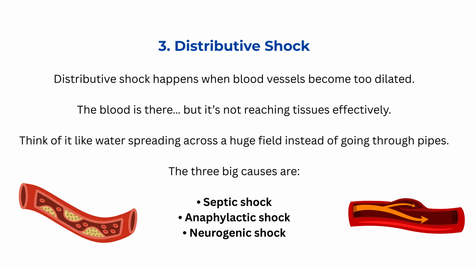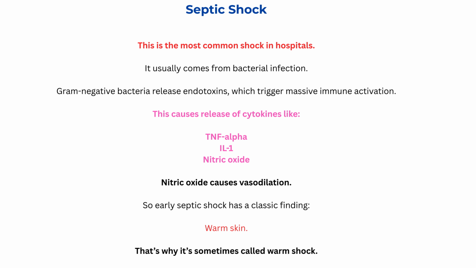3. Distributive shock. Now things get more interesting. Distributive shock happens when blood vessels become too dilated. The blood is there, but it's not reaching tissues effectively. Think of it like water spreading across a huge field instead of going through pipes. The 3 big causes are septic shock, anaphylactic shock, neurogenic shock. Let's break them down.